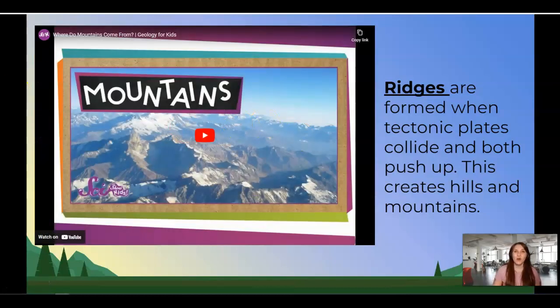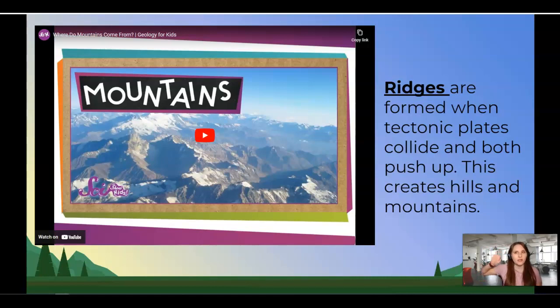All right, so ridges are formed when tectonic plates collide with each other and push up. This creates hills and mountains. Ridges and individual mountains can also be formed in areas where magma, molten rock from the Earth's core, pushes up between or through the tectonic plates.